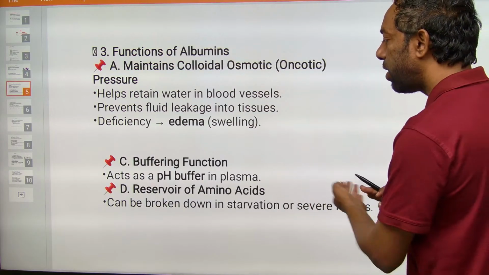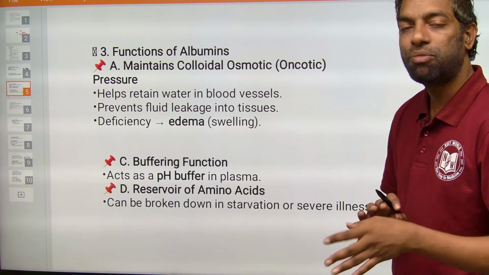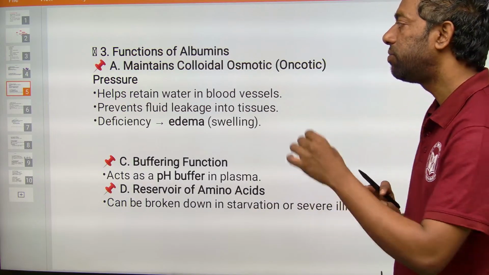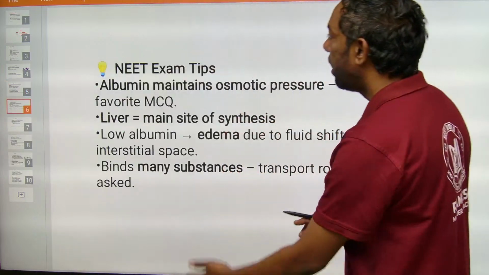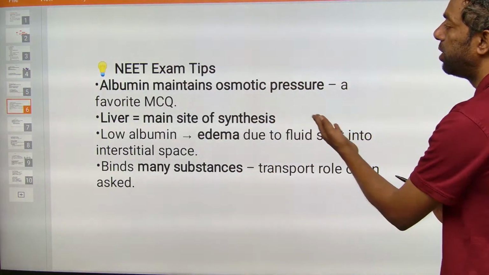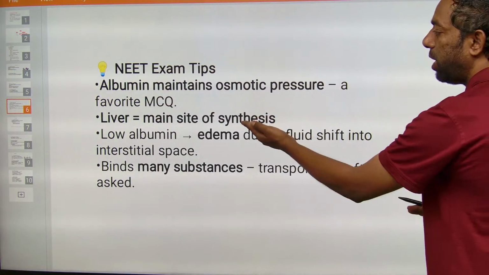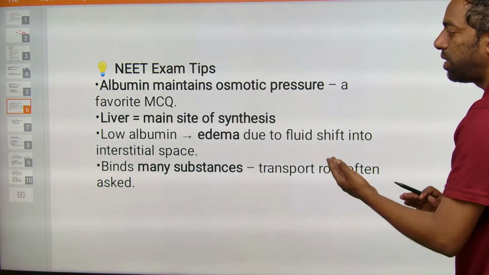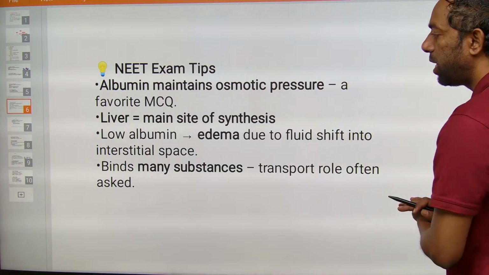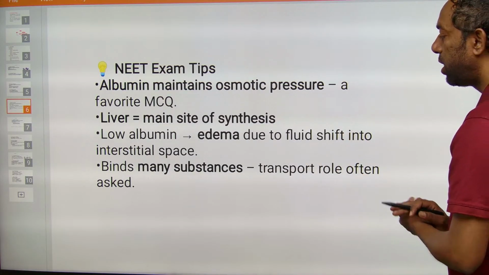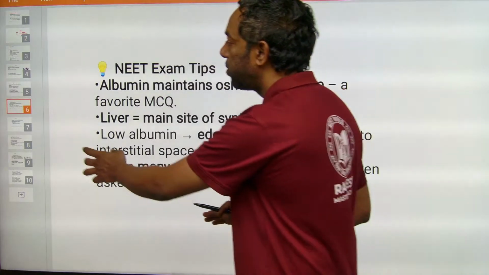It is also a reservoir of amino acids, which is also important for albumin. From the NEET exam point of view: albumin maintains osmotic pressure, the synthesis site is the liver, low albumin causes edema, and it binds with substances, so there is a transport mechanism also.